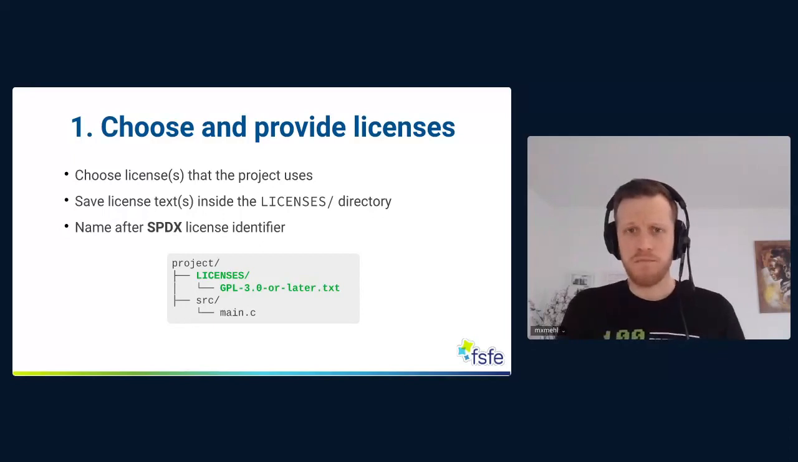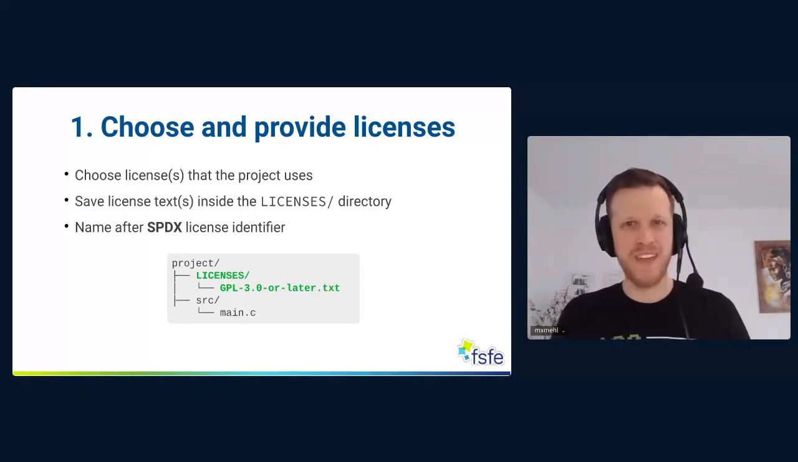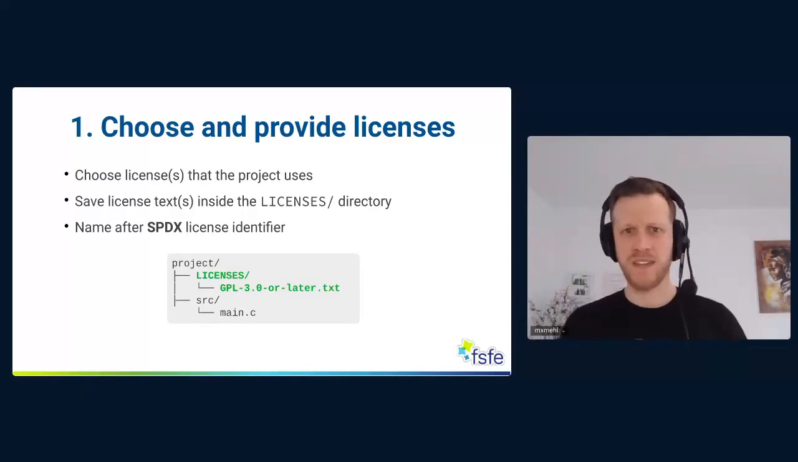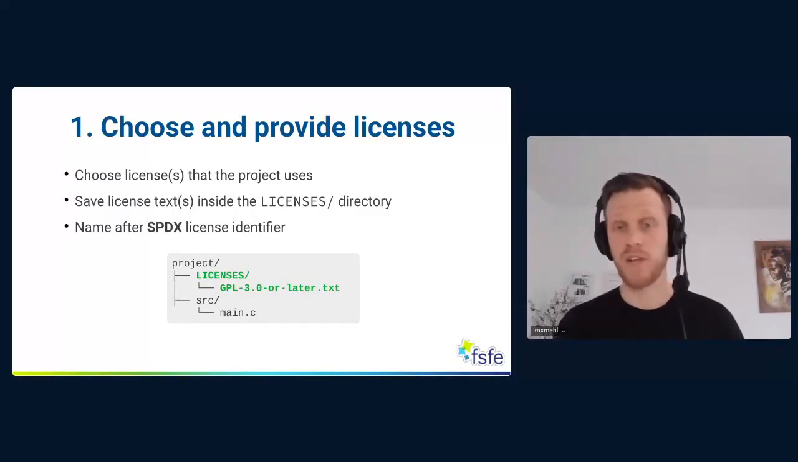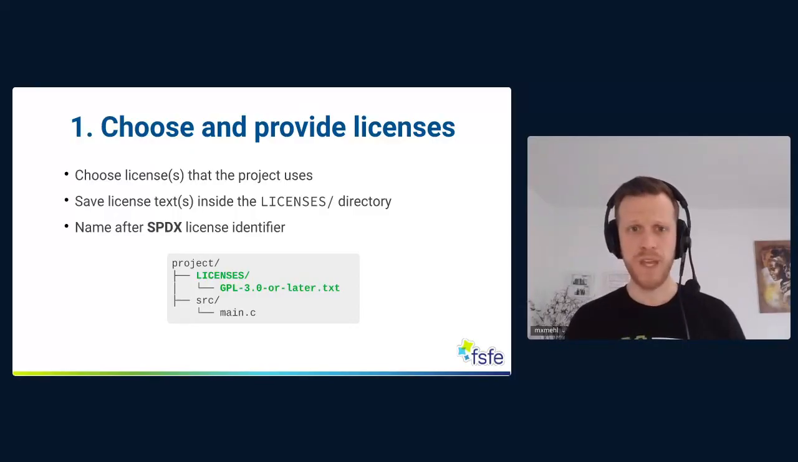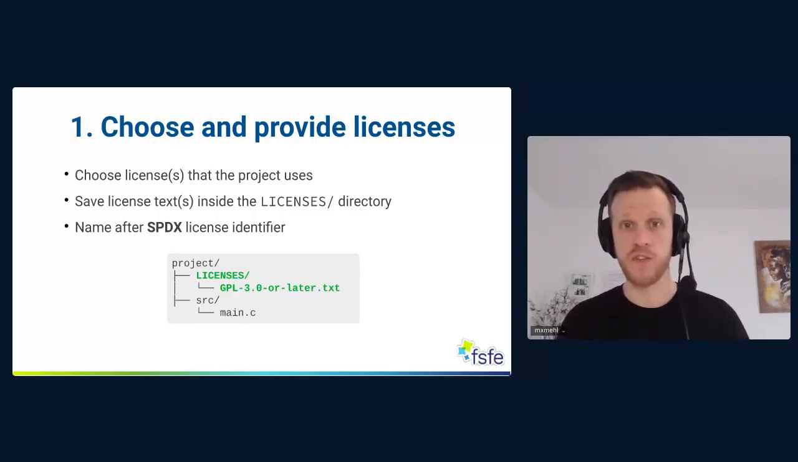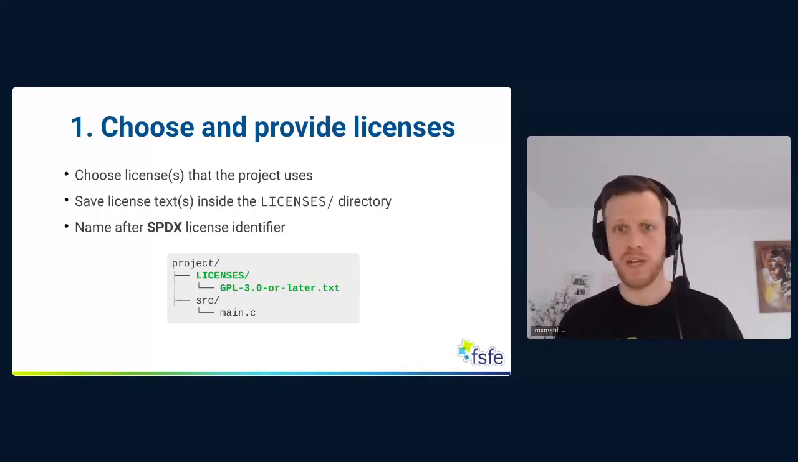Well, this is so complex and this created so much confusion because people just wrote it in some way into their README files or in the comments in the source code files. And so SPDX provides these unique identifiers for every license that is out there. So in this example, we choose here the GPL 3.0 or any later version. And so you store the license text inside of the licenses directory, as you see below.